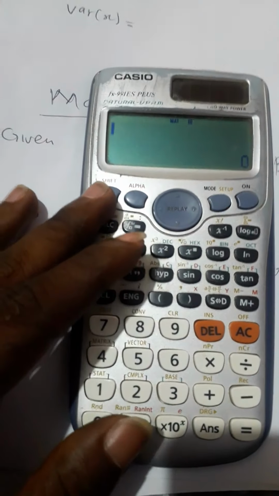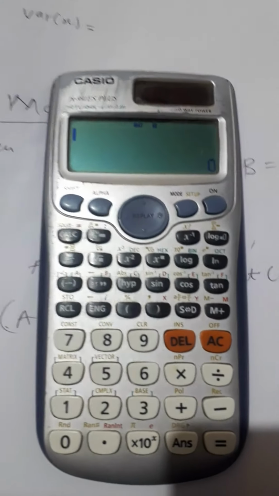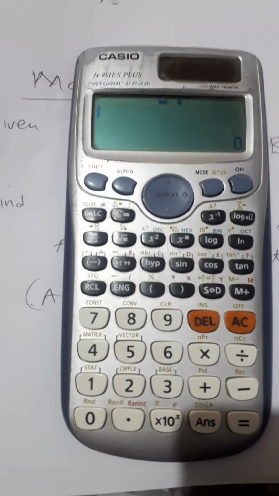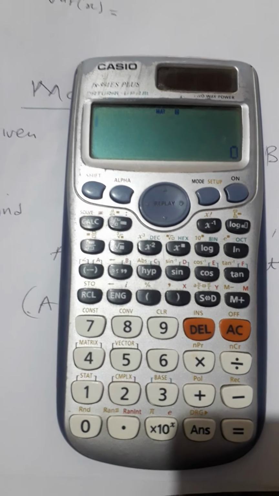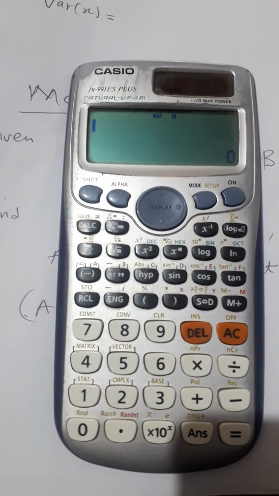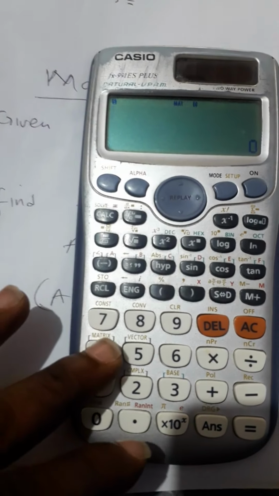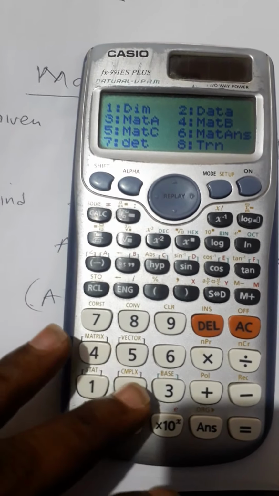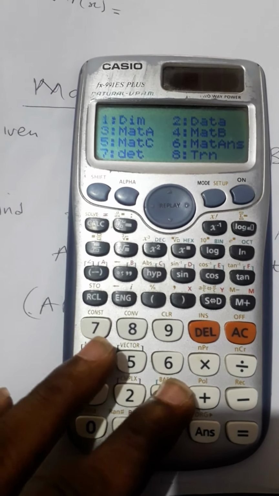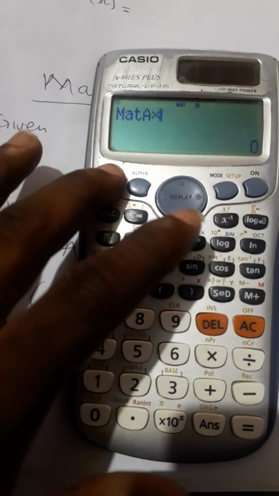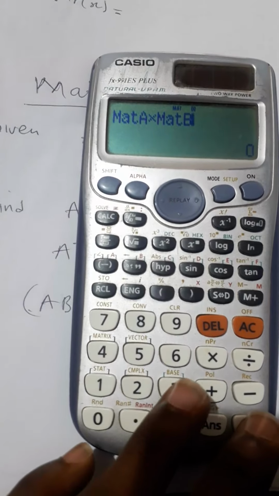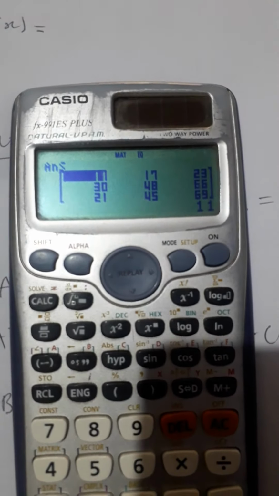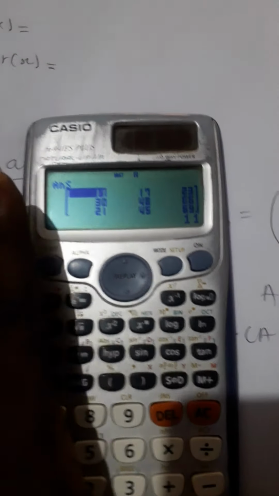Now, matrix A times matrix B. Matrix multiplication is very, very complicated. So if you don't know all these, you're going to suffer in exams, okay? Especially the ones that have limited time. So if I want to do matrix A times matrix B, I do shift plus 4. I call for matrix A, which is number 3, and times shift plus 4. I call for matrix B, which is number 4. So I point equal to, and all the answers will be given like this. I hope this is okay, right?